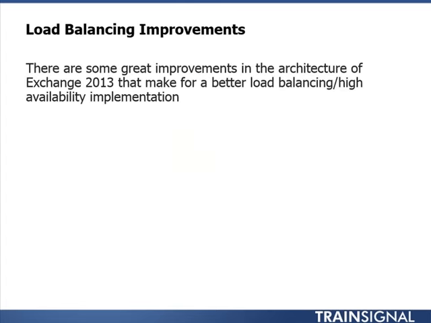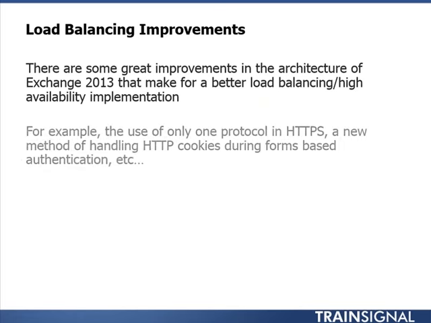There are some great improvements in the architecture of Exchange 2013 that make for a better load balancing high availability implementation. For example, the use of only one protocol in HTTPS. This is great because its failure states are well known and the response from clients is typically uniform. So this provides for a more stable solution. And in addition, there's a new method of handling HTTP cookies during forms-based authentication. So that's really important because it enables a logged-in user to resume a session on a different CAS server without having to worry about re-authentication.